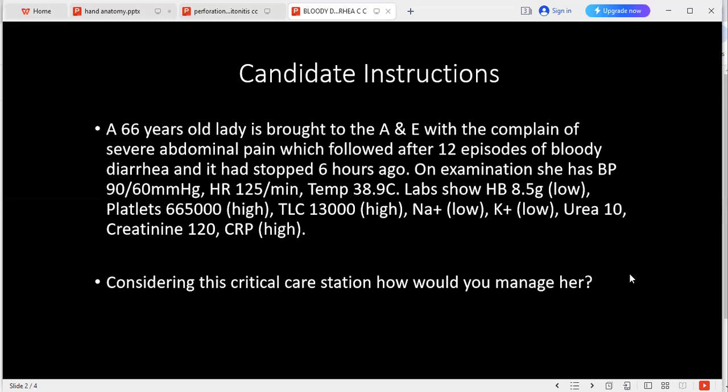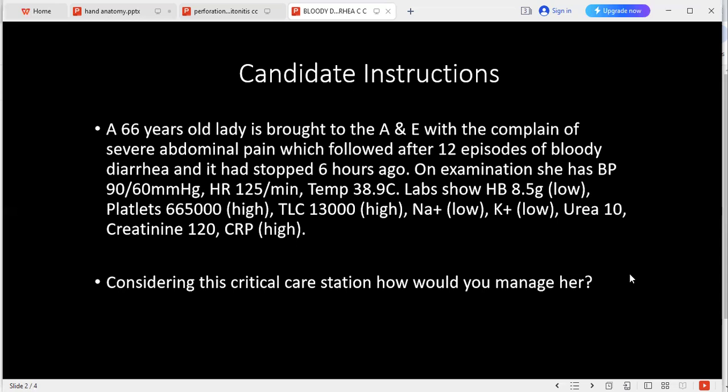Central line insertion, as well as insertion of a urinary catheter. I will monitor this patient hourly to see the urine output. As you can see, this patient's labs show a low hemoglobin level. What do you think might be the type of anemia the patient is suffering from? This patient might be suffering from microcytic hypochromic anemia.